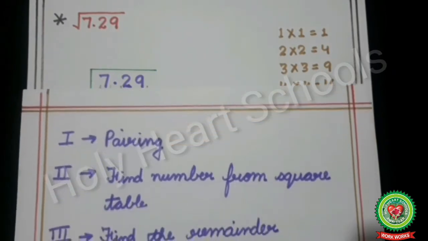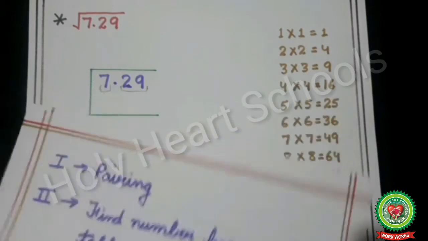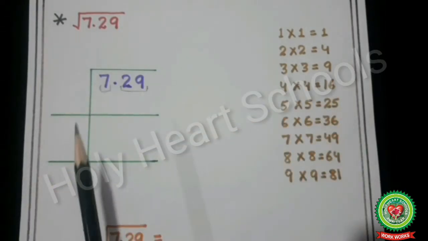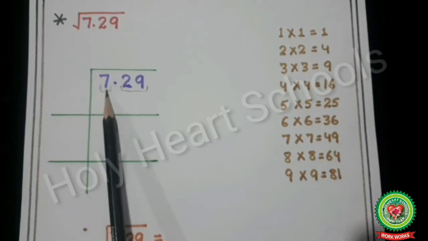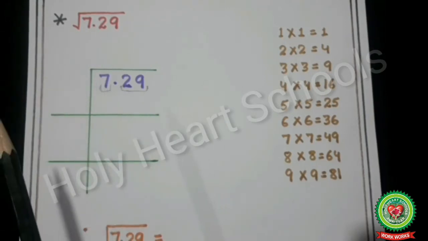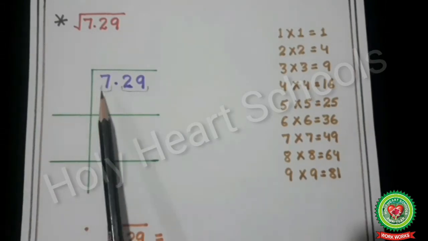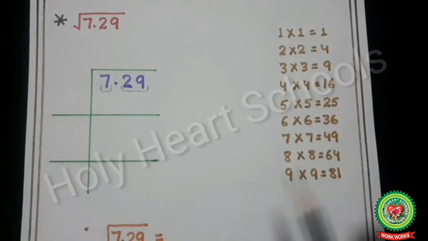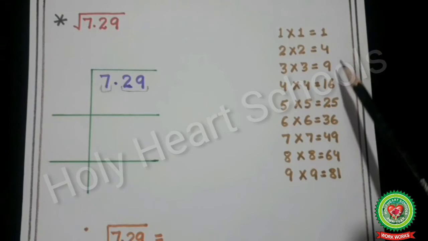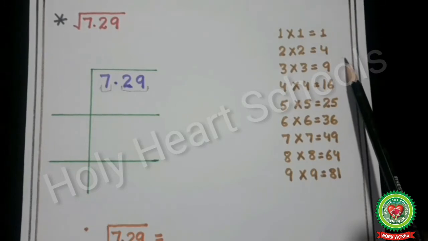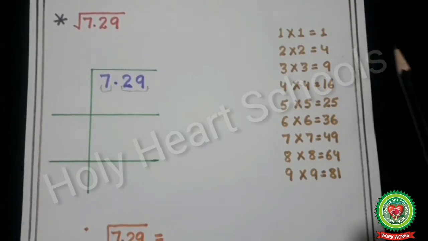The next step is find number from square table. We have to find the number from square table such that square of that number is either equal to first pair or just less than the first pair. Here we are having 7, so we have to find such number which should be equal to 7 or just less than the 7. So observing from the square table we have got a number 4 which is just less than 7, and 4 is the square of 2.